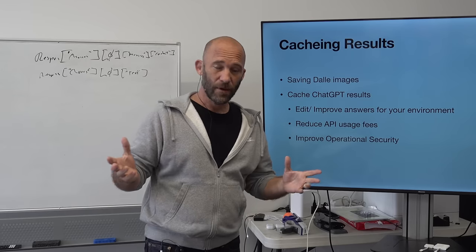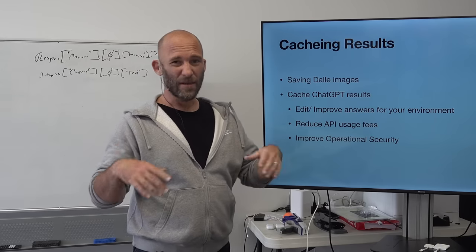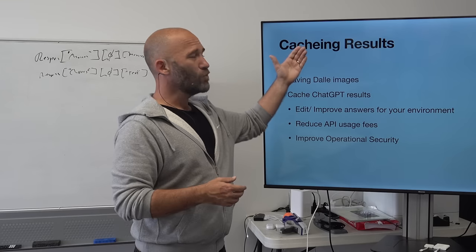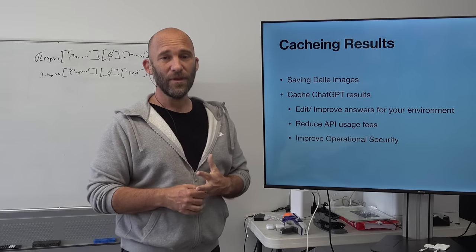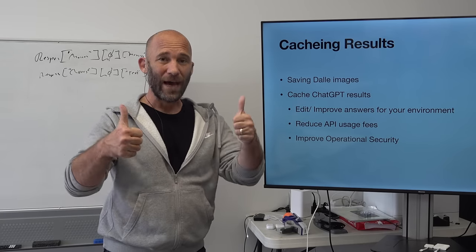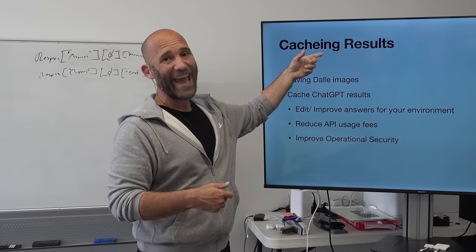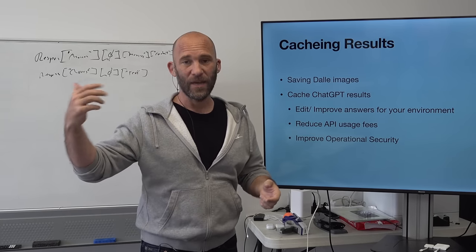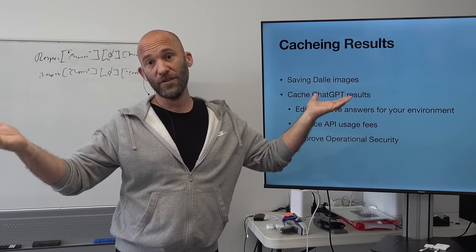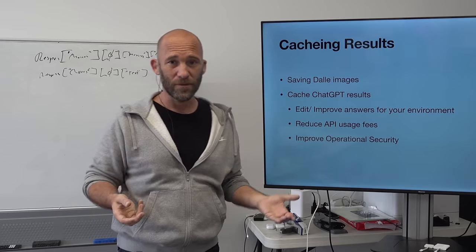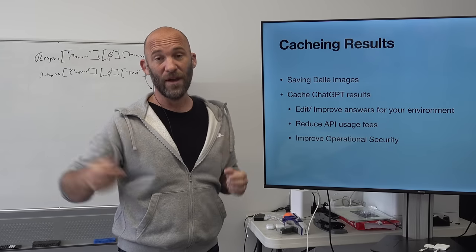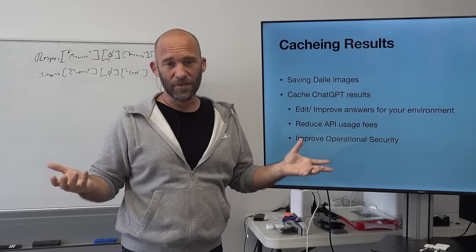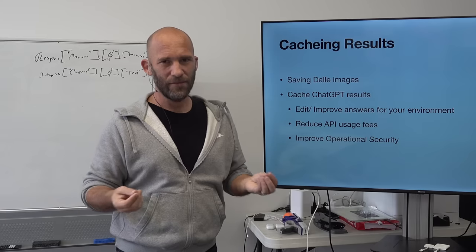One of the things to be thinking about when you use ChatGPT or any kind of OpenAI or AI solution is what are you going to be doing with your results? One of the things I would highly recommend is that you cache your results. Every time you ask for an image from DALL-E, it's going to cost you money, whether it's 1.5 cents or 2 cents, it's going to cost you for every image. You ask for 10 or 20 or 100 images, it's going to cost you money. You're literally paying for those images.